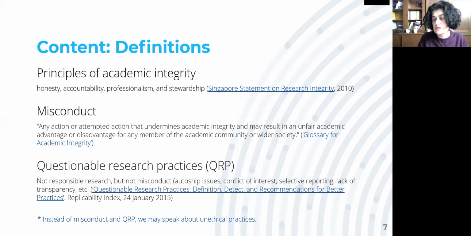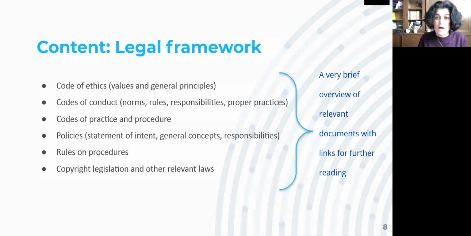I usually explain the differences, because researchers encounter these terms in the literature and blog posts, so it's important for them to know. Then after that, I always present a legal framework, especially if there are some documents in place at the institution. For example, at the faculty, if there is a code of ethics, a code of conduct, a rule book. I present this because it's relevant, because it applies to the actions of the stakeholders affiliated with this institution.